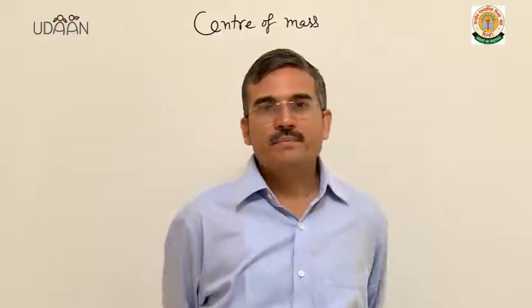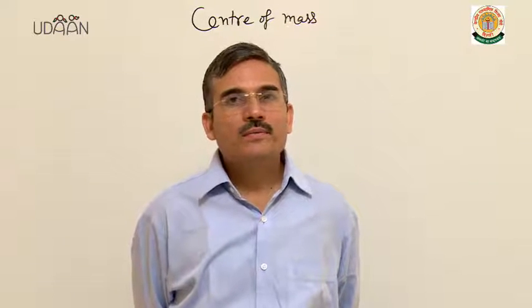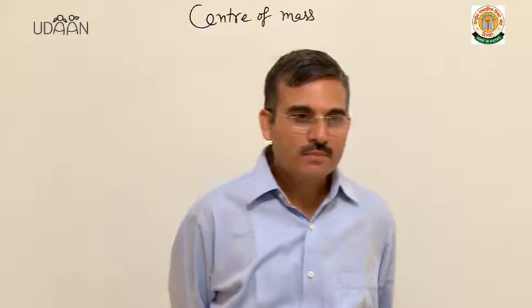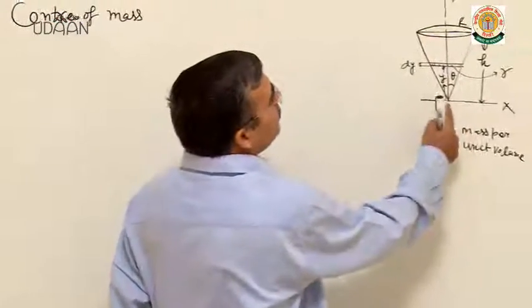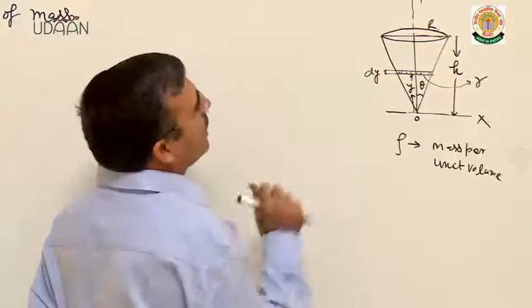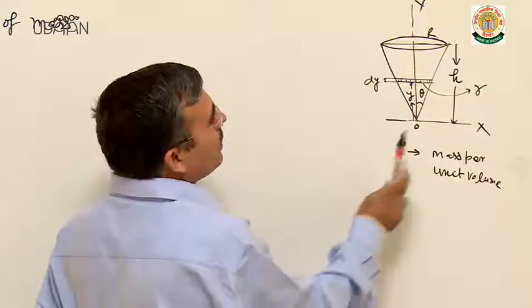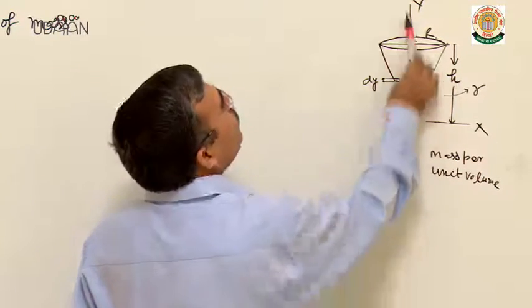Let us find the center of mass of a cone in which mass is distributed uniformly. Clear? Okay. It is a cone, and uniform mass is distributed in it. Let its vertex be the origin. It is the x-axis. The axis of the cone is the y-axis.